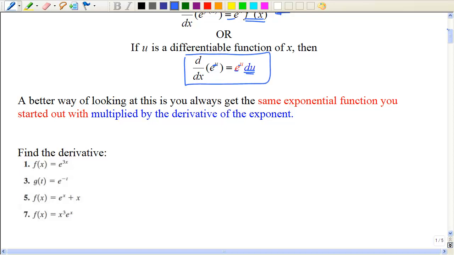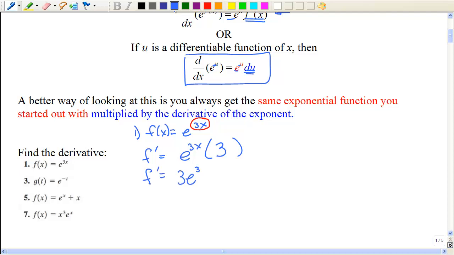So let's start out with some really easy examples. These are the odd ones from the book. On number 1, f of x equals e to the 3x. That's your exponent. So our derivative is the original function, e to the u, times the derivative of the exponent, which is just 3.